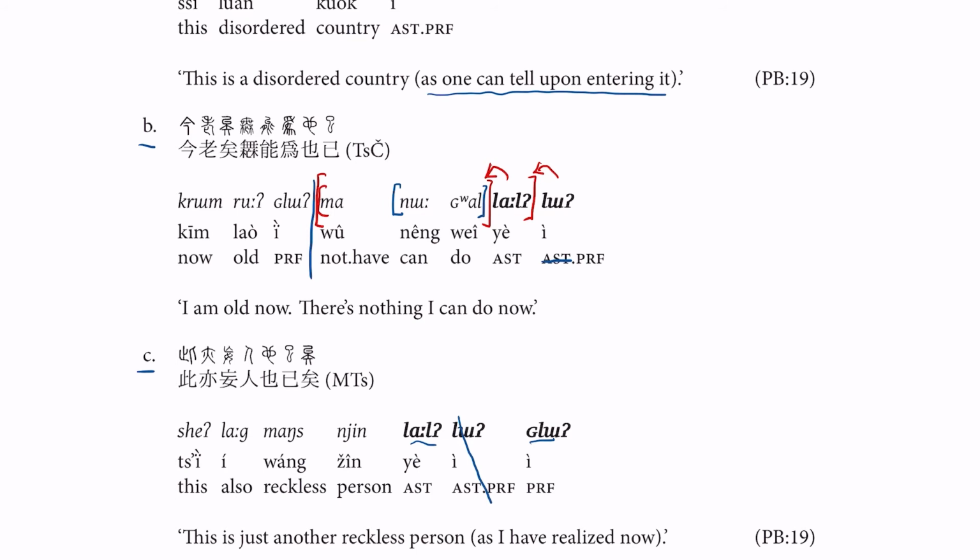So it's quite obvious. Reckless person here, mans nin, is a nominal predicate, right? And we're asserting this by lao to be true of the subject this, right? And then the whole chunk here, the whole assertion, is embedded again in a change in the speaker's mental state, which is indicated by glue. So the whole sentence means, I have realized now that this is just another reckless person.